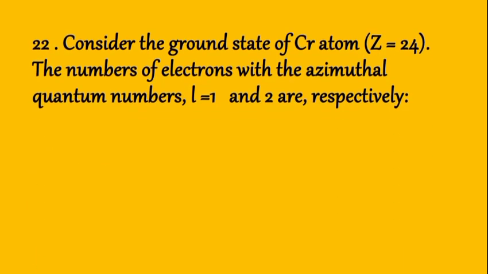Question number 22. Consider the ground state of chromium atom with atomic number 24. The number of electrons with the azimuthal quantum number L equal to 1 and L equal to 2 respectively.